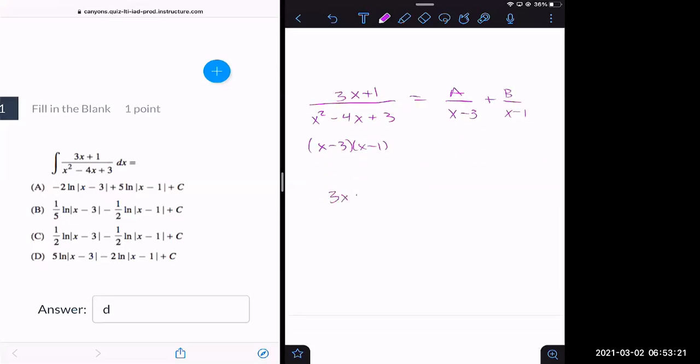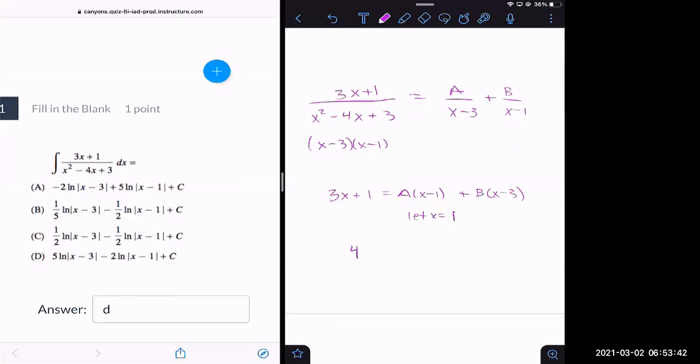So 3x plus 1, the A has to multiply by the factor it does not have. The B has to multiply by the factor it does not have. And then we make choices for A and B. So what could we let x equal to get rid of the A? 1. If we let x equal 1, we plug 1 in on the left, and that's going to give us 4. So 4 equals 1 minus 3, so that'd be a negative 2B. So I get that B equals negative 2.